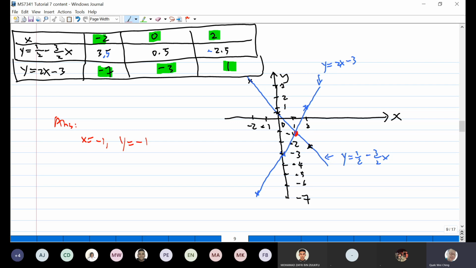Okay, now let's do question 4, right? Question 4. Okay, question 4 and question 5 are similar. So I do question 4, then the rest I leave to you.